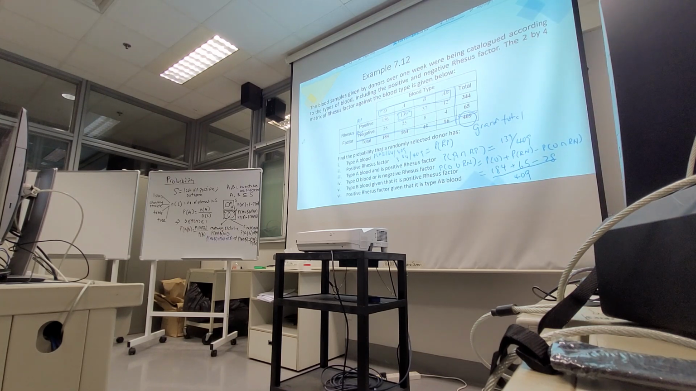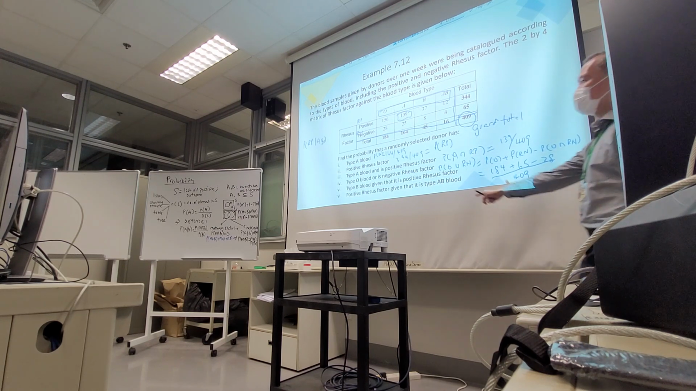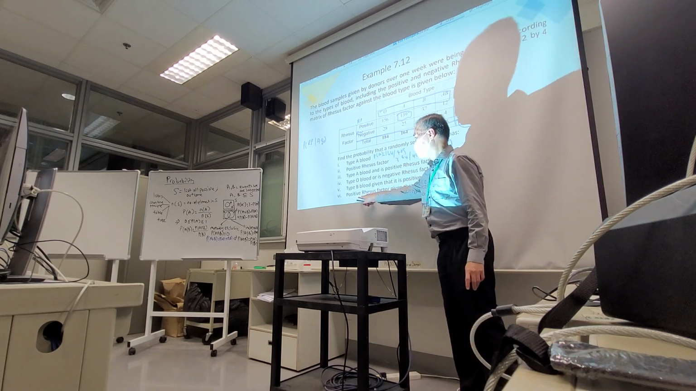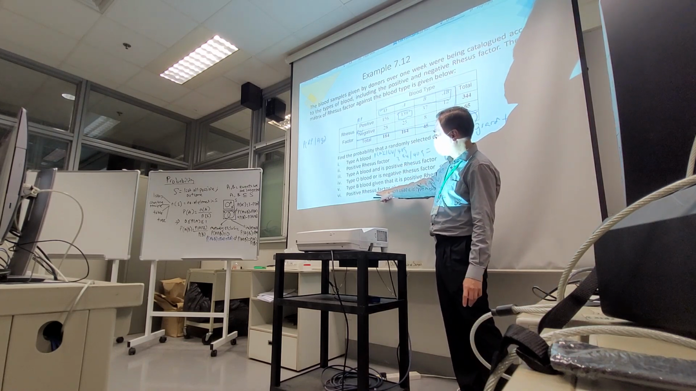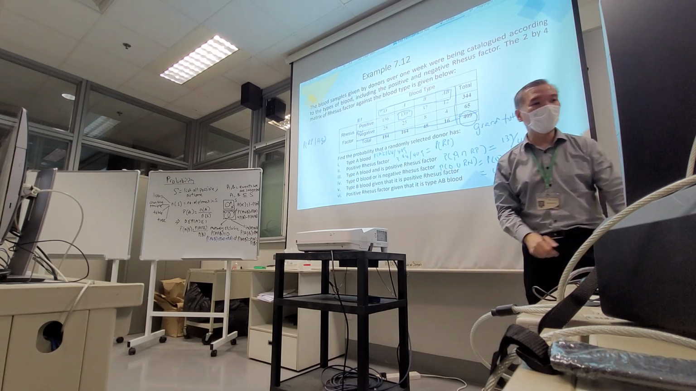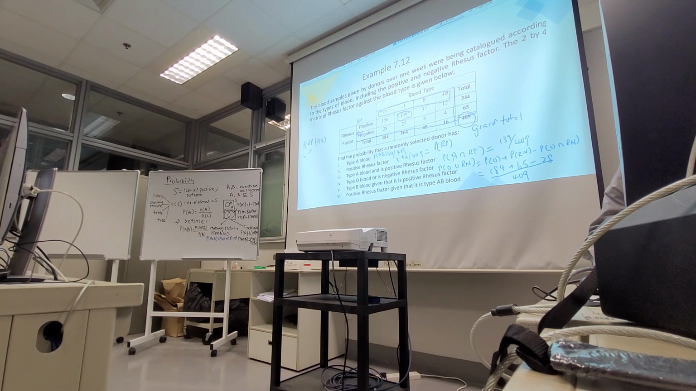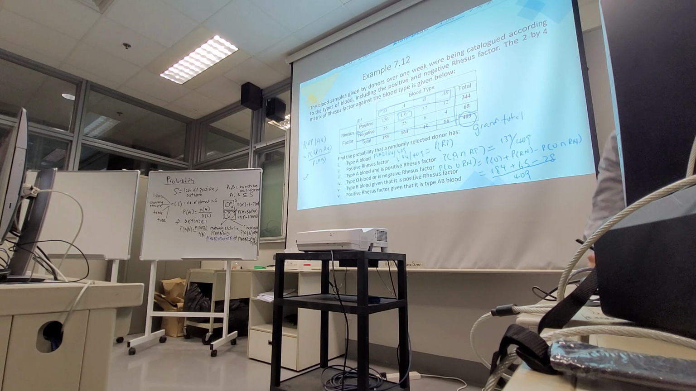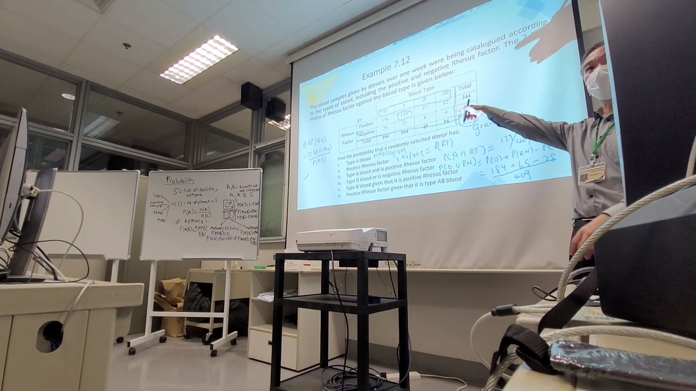What is the probability of RP given that it is AB? I want to find the probability of the positive resistance factor given that it is a type B, type AB blood. In this case, you just use the formula: probability of RP intersect AB divided by the probability of AB. And as I said, you can use this formula.